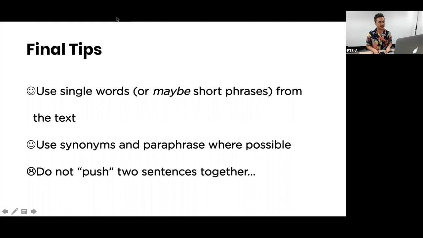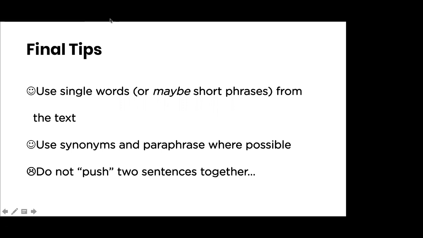Just some final tips for this task. You can use single words or maybe even short phrases of one or two, possibly three words from the text. Some words you can't find a synonym for. If the word, for example, is diamond, let's say the text is about diamonds, what's a synonym for the word diamond? Hard, shiny stone? No, you have to use the word diamond. So you can use single words from the text. Try to use synonyms and paraphrase where possible, and try not to push two sentences together.